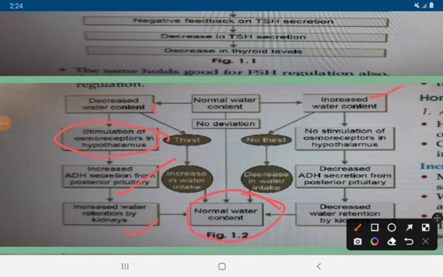If there is increase in water content, then there is no stimulation of osmoreceptors in the hypothalamus, then there will be decrease in antidiuretic hormone secretion and decrease in water retention by the kidneys, which brings back normal water content.